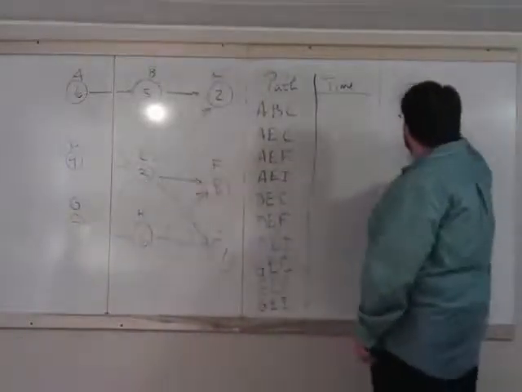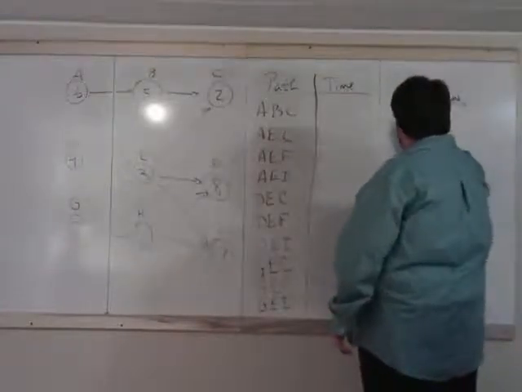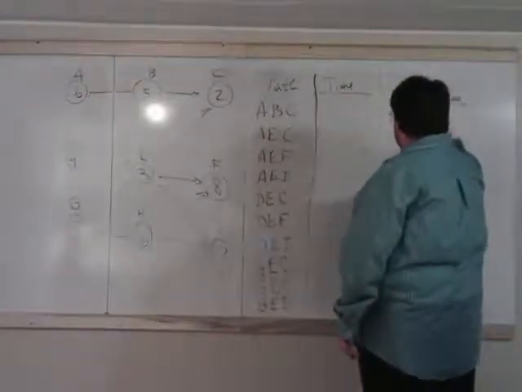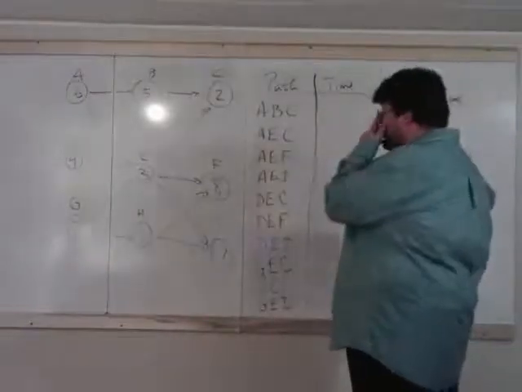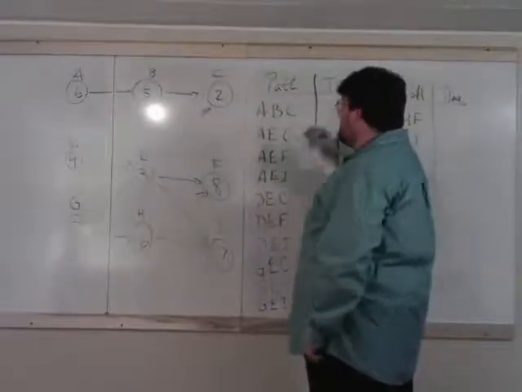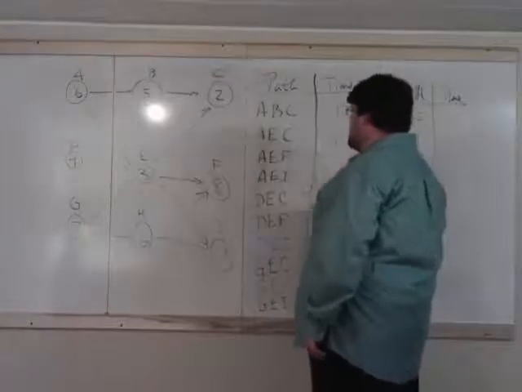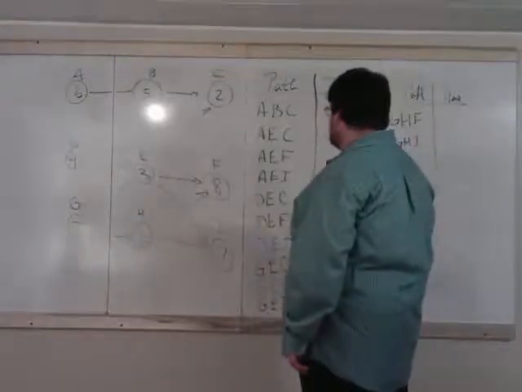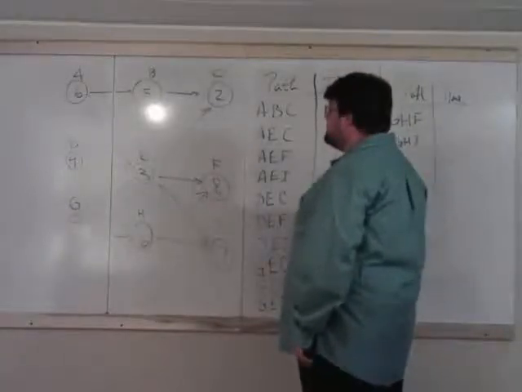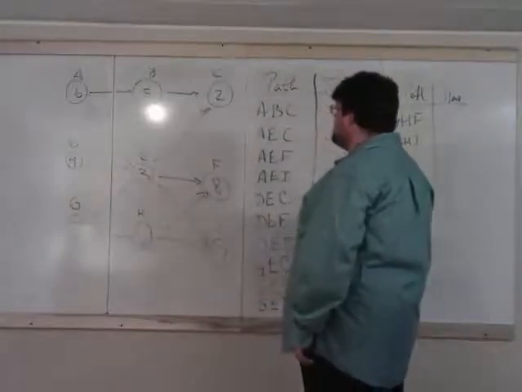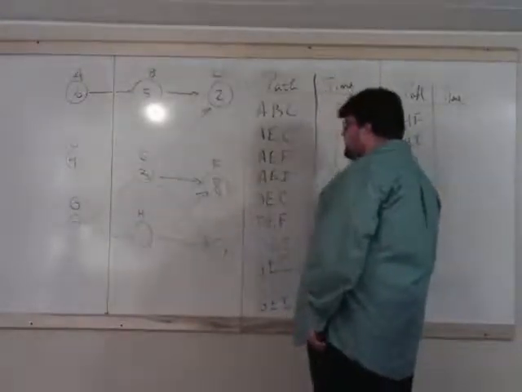So I'm going to continue that over here. And we listed all these, now we have to add lots of numbers. A, B, C is 13. A, E, C is, what is that, 11? A, E, F is 17. A, E, I is 16. D, E, C is 14. D, E, F is 20.